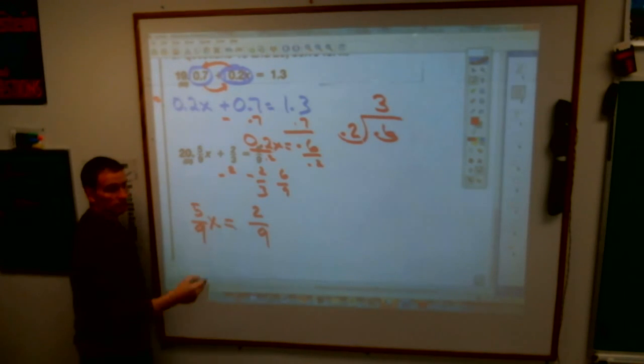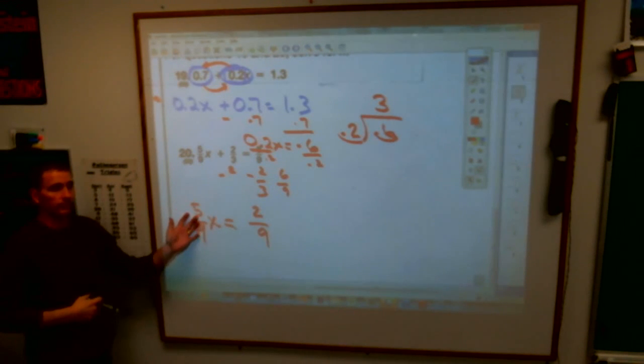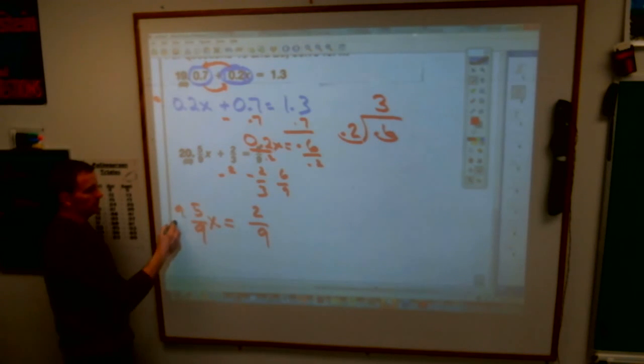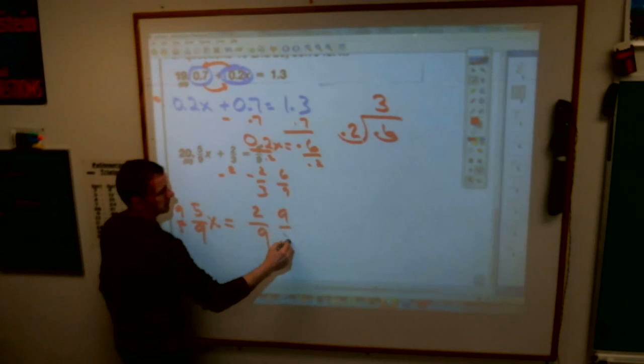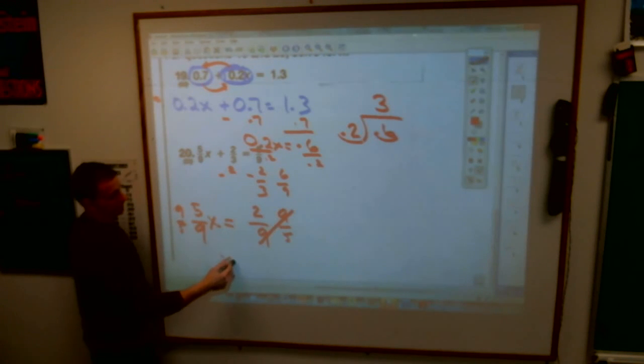We talked about this numerous times. How do I get rid of a fraction in front of a letter? You flip and multiply. Times 9/5, times 9/5, those cross off.